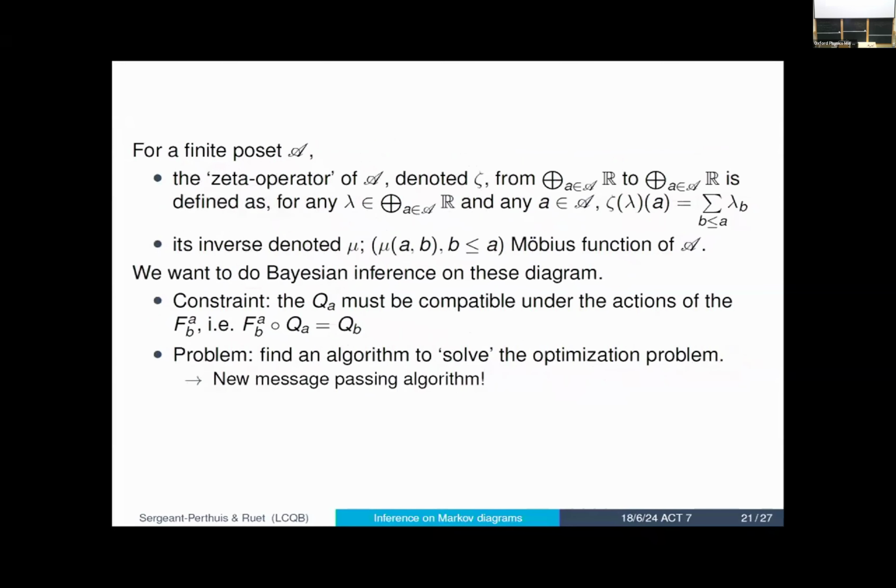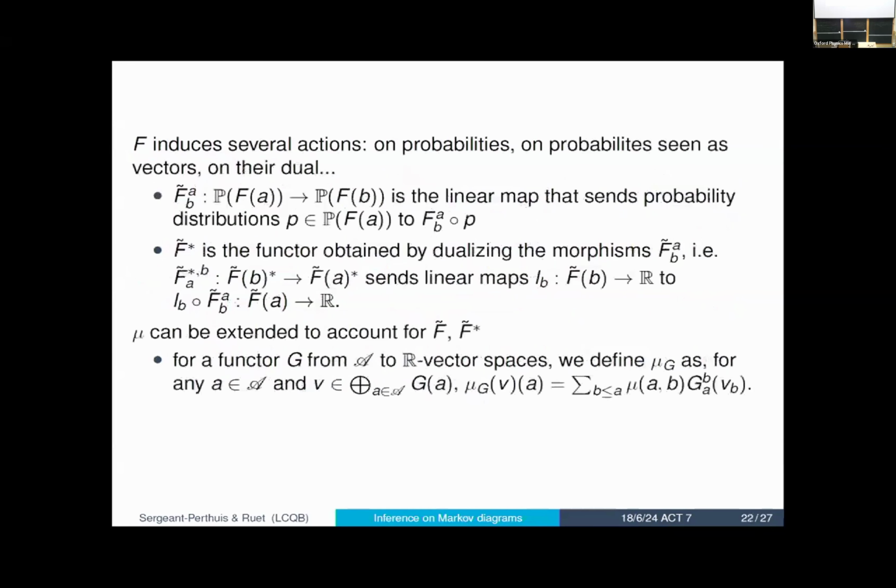What I say about the Möbius function is, if you have the zeta operator, just summing what's under a certain element, for any element of the poset you put a real value, you want to sum what's all under an element, then you can invert this function. And this is what is called the Möbius function. And the way that a contravariant functor operates on distributions is by composition. And this we will see just after.